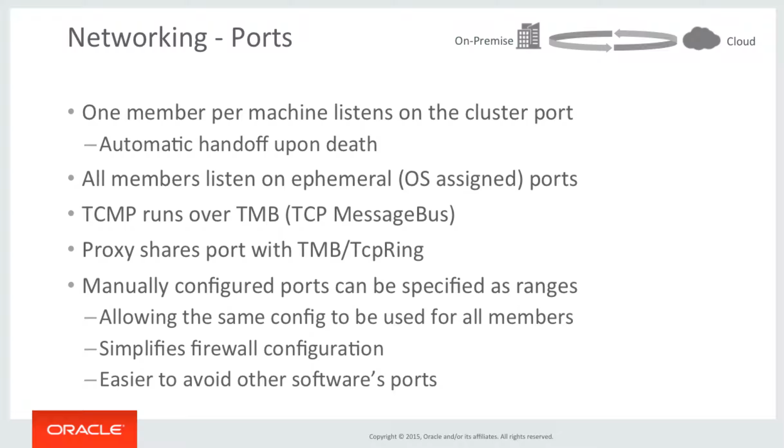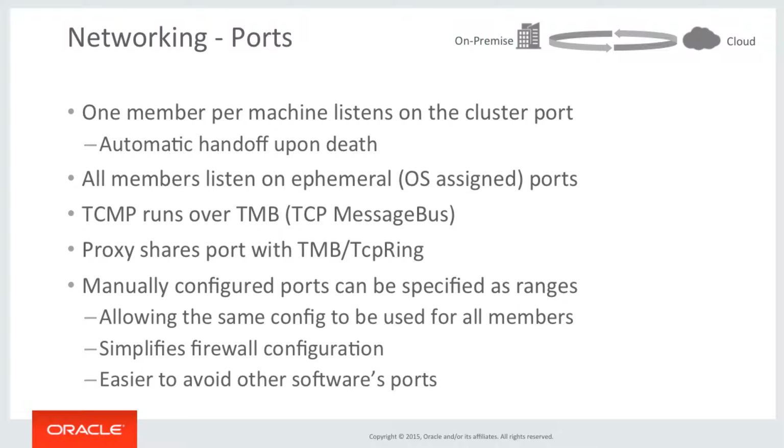The next thing we talk about with ports is the proxy. And I had mentioned earlier that prior to 12.2.1, the proxy was configured with a specific port. Starting with 12.2.1, the proxy actually just shares a TCP port with the rest of the process. So TMB and TCP ring, which is another facility of Coherence that uses TCP, all three of these technologies actually share a single port. And what port is that?